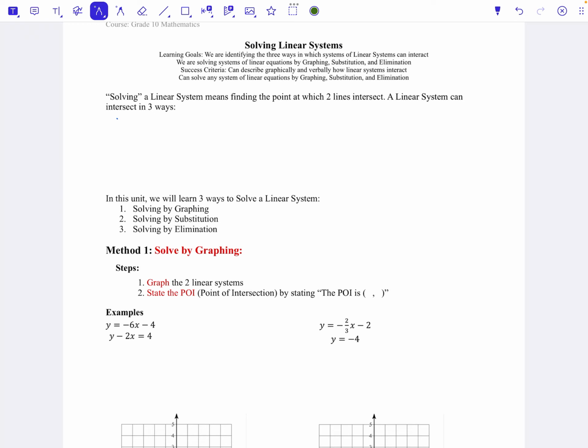For the next 3 days in this course, we're going to look at 3 different methods of solving linear equations. This is when you have 2 different lines, and we're going to look at how 2 different lines could interact with each other. So solving a linear system means finding the point at which 2 lines intersect. A linear system can intersect in 3 ways. So we'll draw 3 different Cartesian planes.